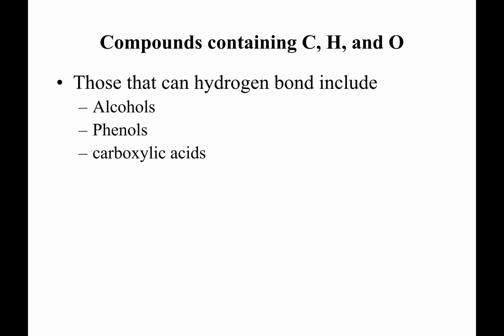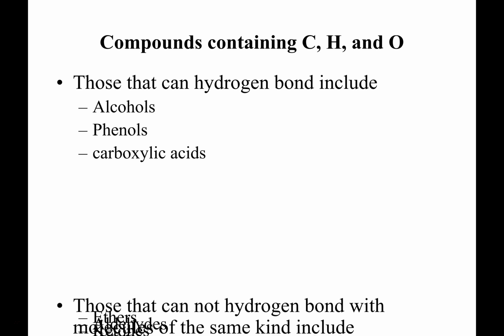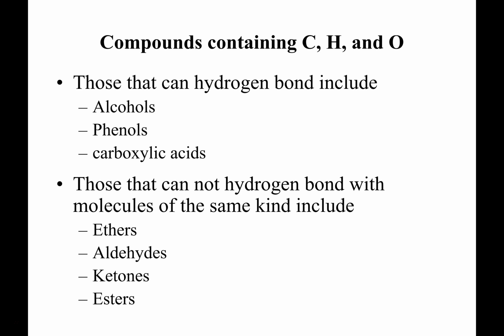So generally, you've heard of alcohols. They have a hydroxyl group. Phenols, carboxylic acid. These are all things that have a hydroxyl group. These things listed here, ethers, aldehydes, ketones, and esters, have an oxygen, but that oxygen is not bonded to a hydrogen. So you see on this slide that members of those families of compounds will not hydrogen bond with themselves.